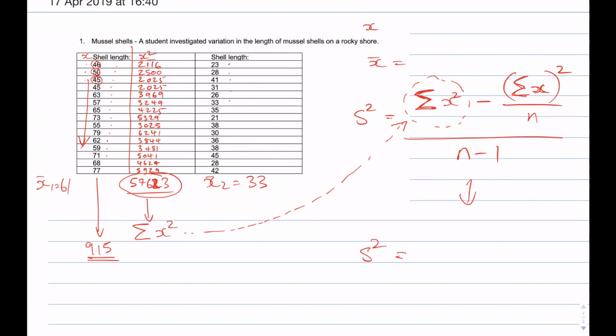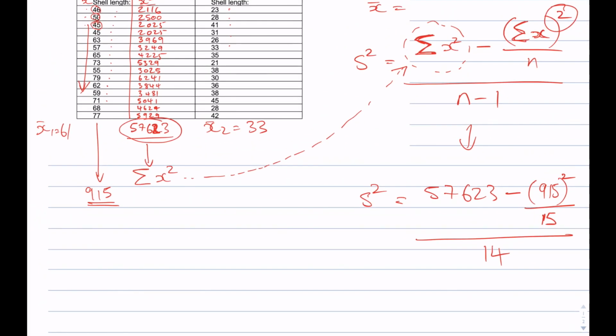Let's start putting these numbers in. So the variance is going to be equal to the sum of x squared, which is 57,623, minus the sum of x, which is 915, but we have to square that, and then that's going to be divided by n, and in this case n is 15 because there are 15 values. All of that is going to be divided by n minus 1, so 15 minus 1, that's going to be 14. Again, I write down the numbers into the equation. I do everything step by step. I don't rely on putting everything together right at the end.